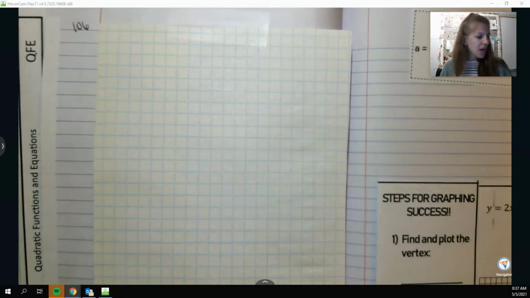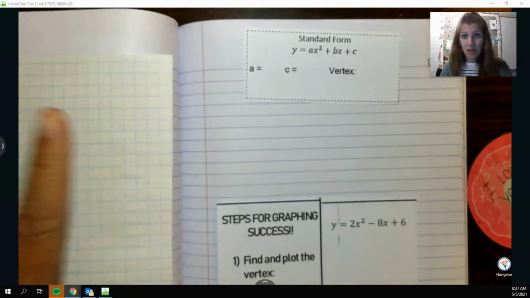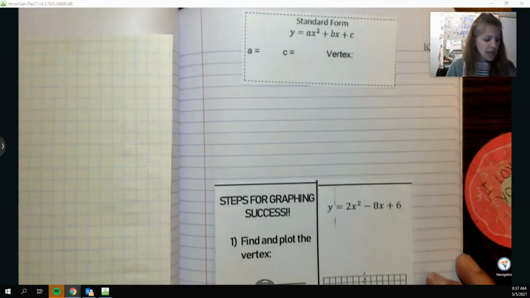Alrighty, so turning to 106 and 107. Just like I did for vertex form, we're going to start on 107 here and do some of this stuff, and then in a separate video, I'm going to do more examples on 106.